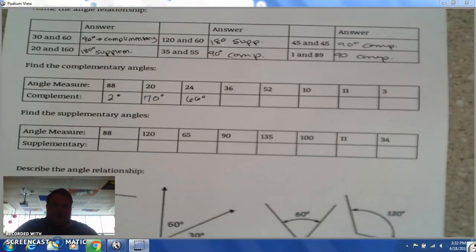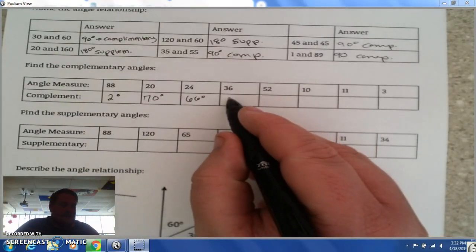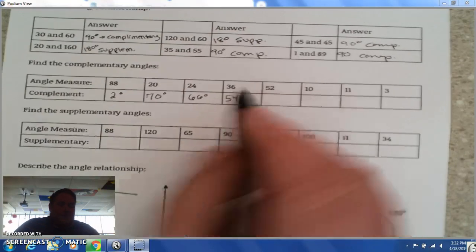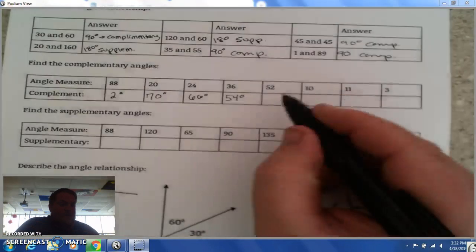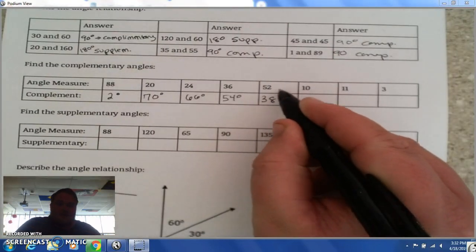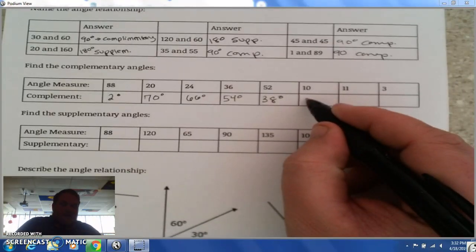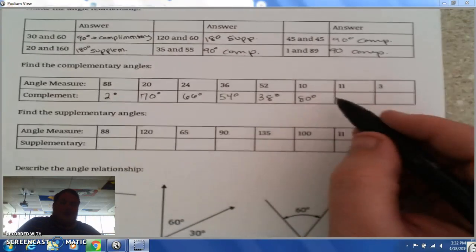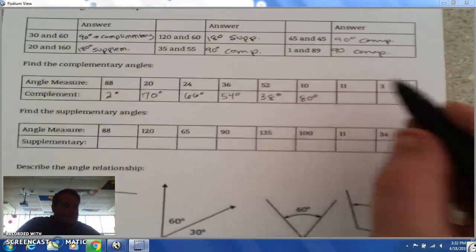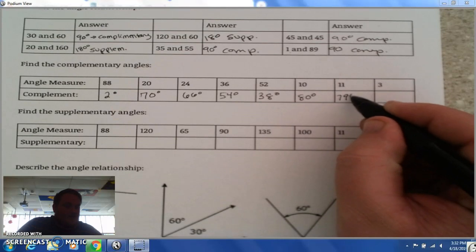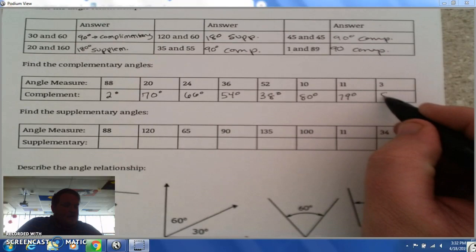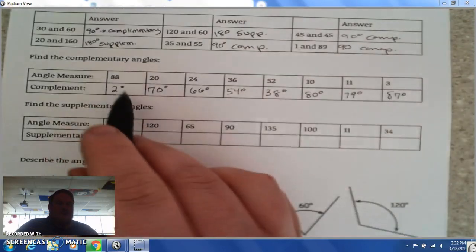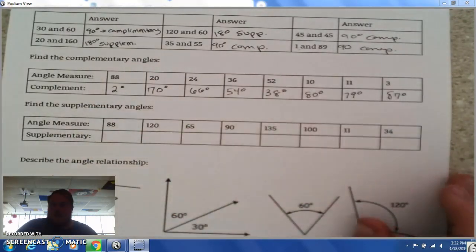They're complementary. Likewise, 90 minus 36 is 54 degrees. 90 minus 52 will give you 38 degrees. Okay, 90 minus 10 gives you 80 degrees. 90 minus 11 gives you 79 degrees. And then 90 minus 3 gives you 87 degrees. These are complementary angles, okay?